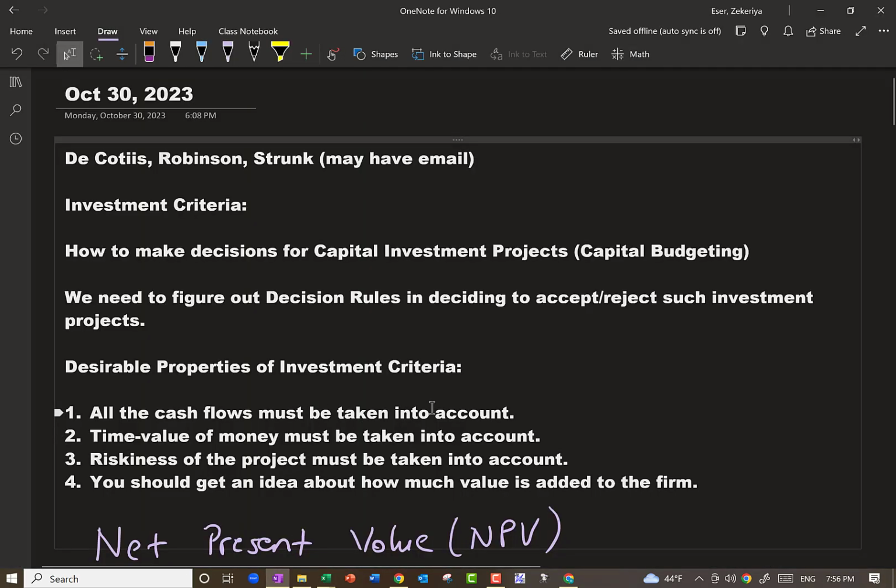Criteria 2, does it take time value of the money into account? No, we're treating all the cash flows the same. Criteria 3, is there any riskiness to be taken into account? No. Does it tell you how much value is added to the firm? No. So even though none of those are satisfied, it's actually pretty commonly used criteria.